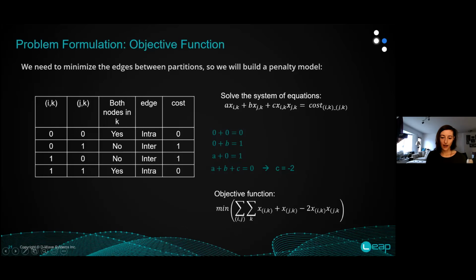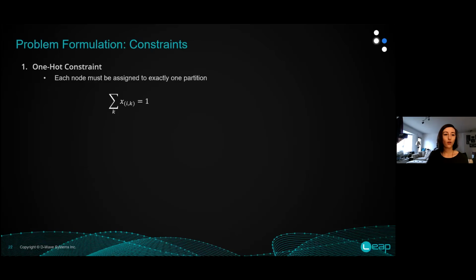All right, so now we have an objective function that describes this problem. We can now move on to formulating our constraints. So remember, the first constraint that we have is that we want to assign every node to exactly 1 partition. This is also called a one-hot constraint.